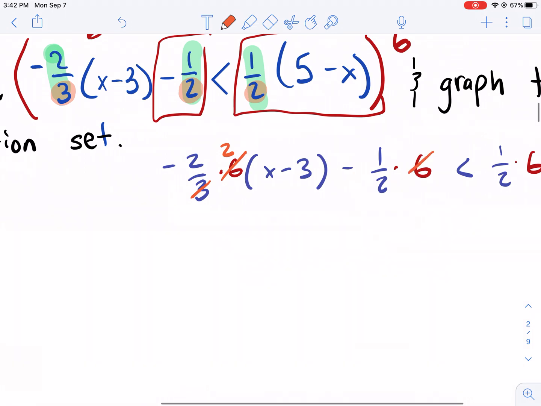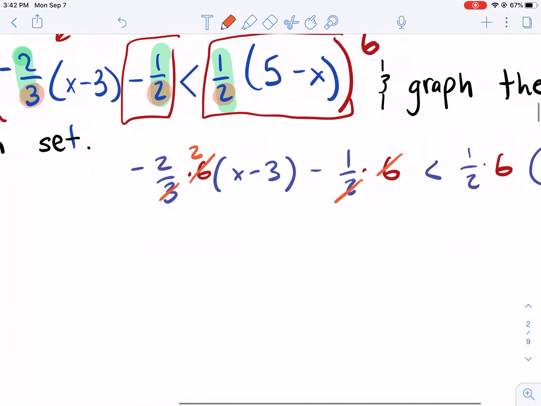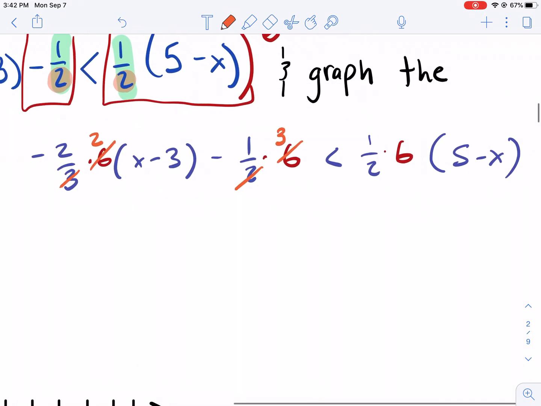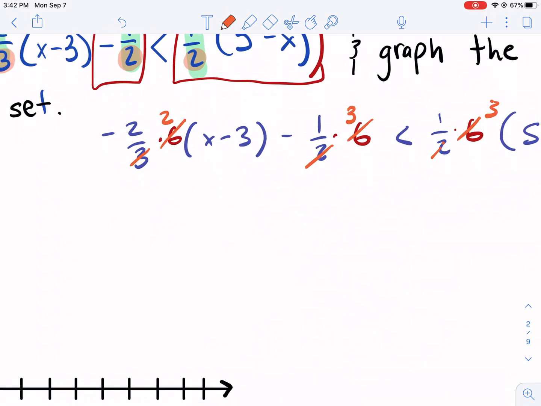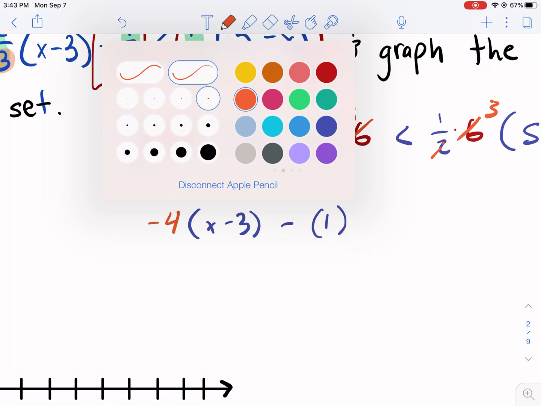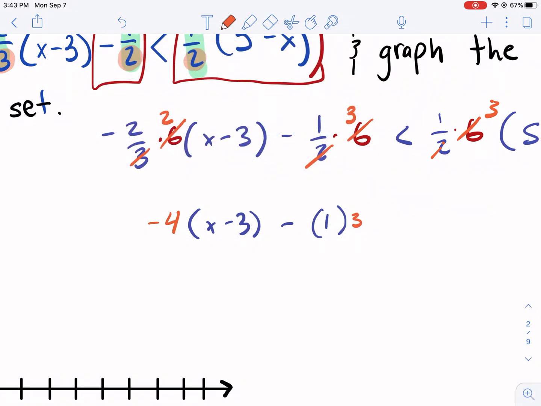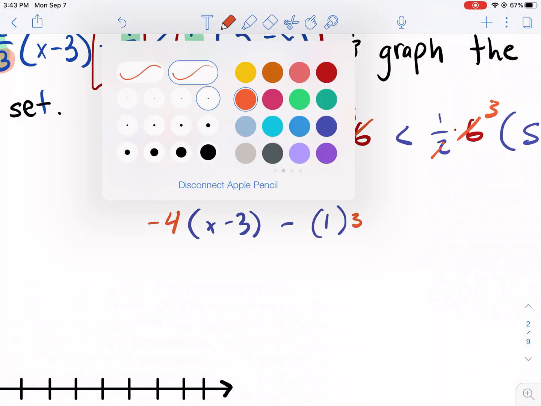So we cancel that out. Cancel the 6 with the 2. Okay, 6 divided by 2 is 3. We still have that 3 left over. Same deal here. And now we have a much easier equation. We have negative 2 times 2 is negative 4. And then we have this parenthesis x minus 3. Minus, we have 1 times 3. I'm just going to leave it like this just so you can see everything. I know 1 times 3 is 3, but just so you can see it.